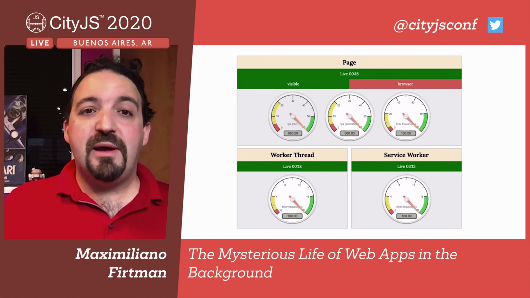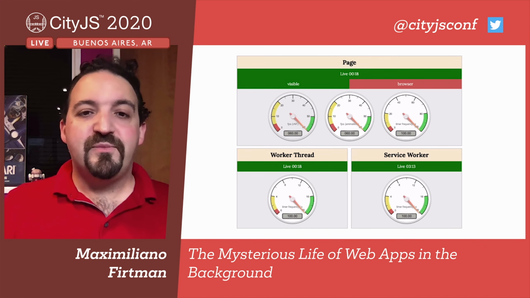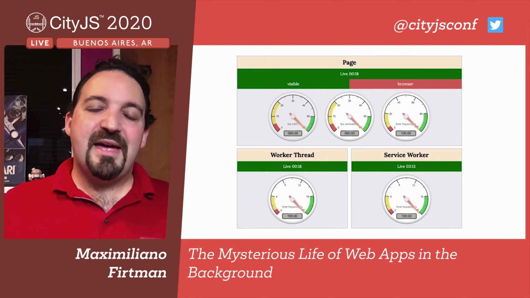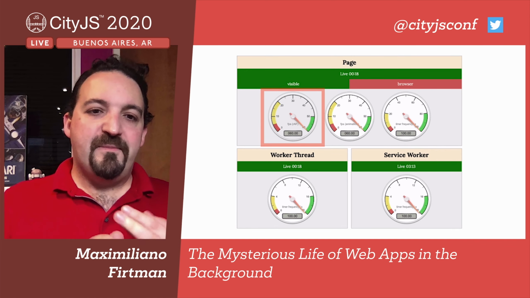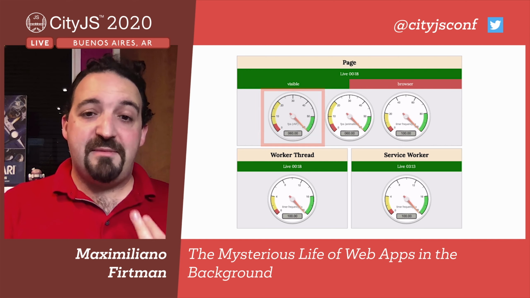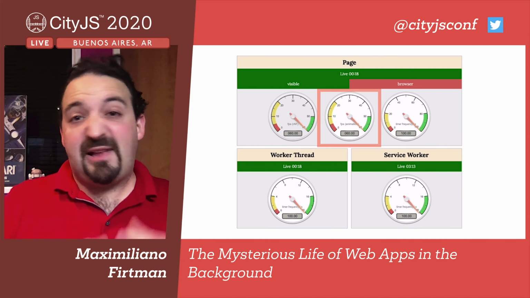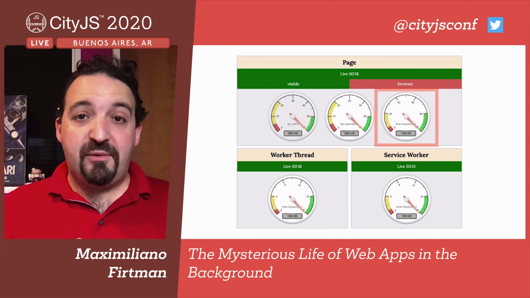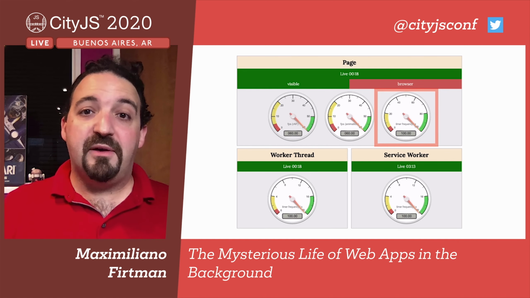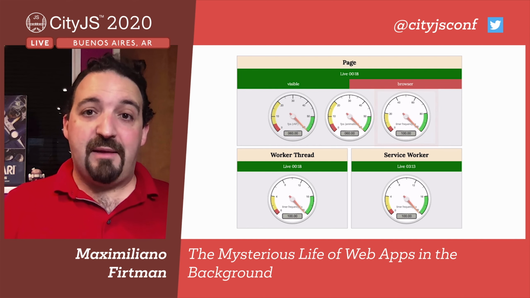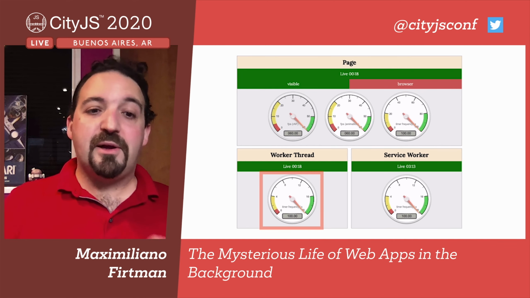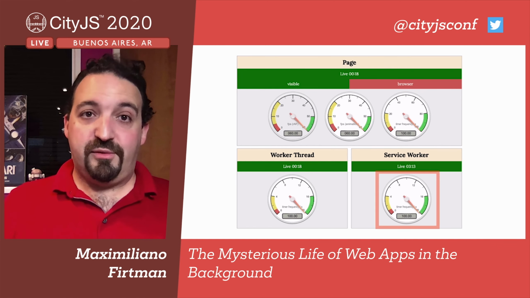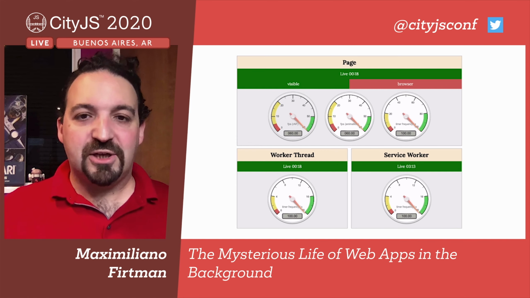For that, I have created this website that will give us the current information on frames per second on requestAnimationFrame, then animation like CSS animation, the timer frequency, so we will see there if there is some throttling in timer execution, as well as at the bottom, worker thread and service worker. So let's see this in action.